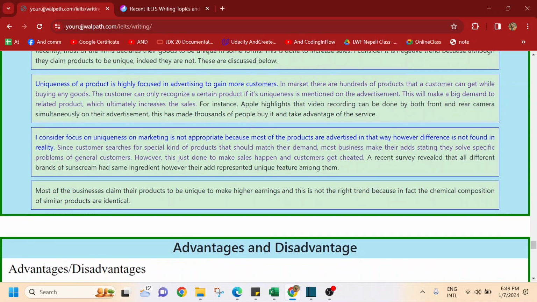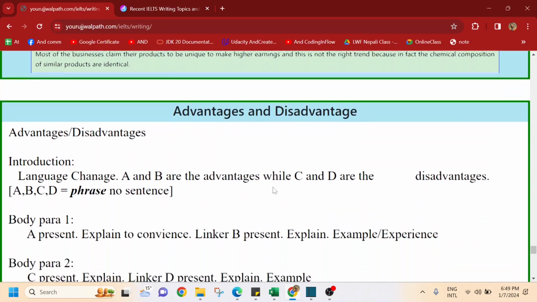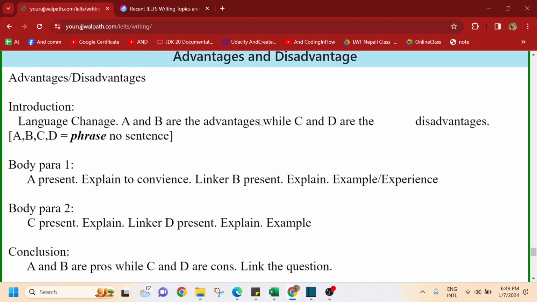So next we do have advantages and disadvantages. On advantages and disadvantages, it would be easy for you. Just think of two advantages and two disadvantages of the question that you would get, and first change the language of the question and say A and B are the advantages while C and D are the disadvantages, and mention that A, B, C, D. There has to be a phrase, not a sentence. So your advantages and disadvantages have to be a kind of phrase. Make sure you do it, present it, and we'll check it.